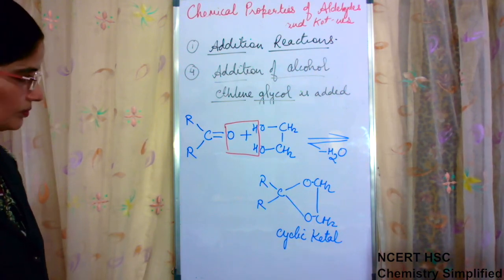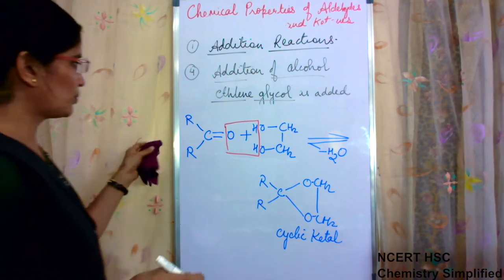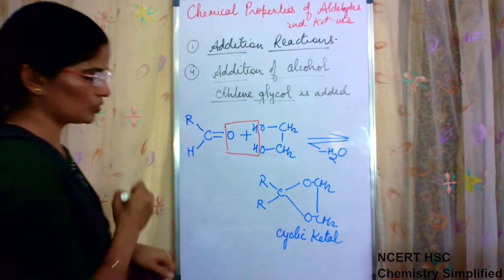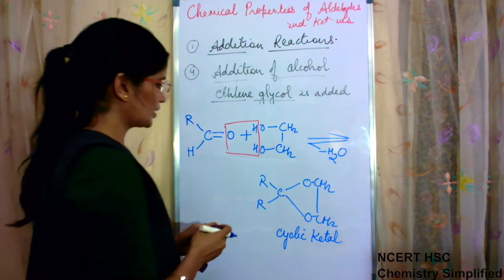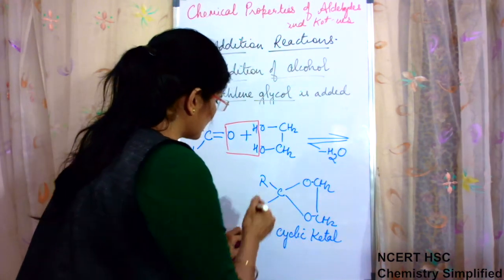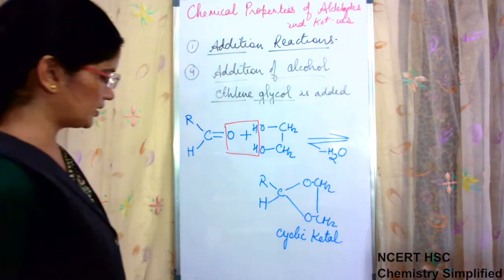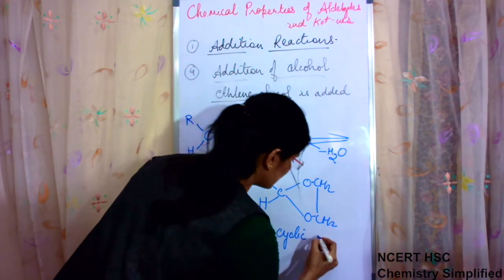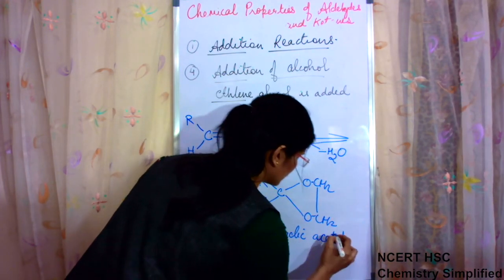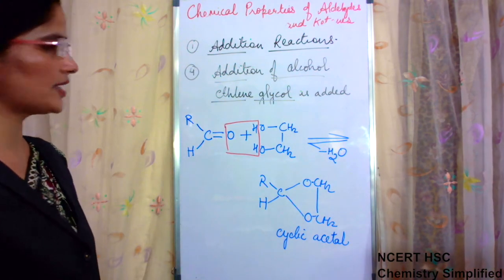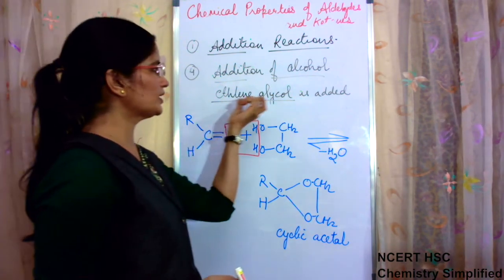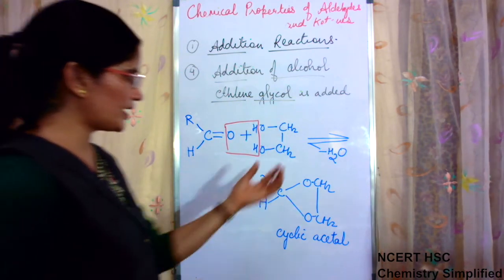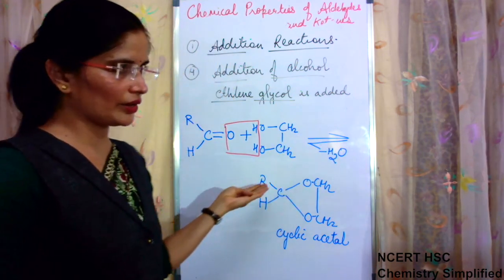In the same reaction, suppose I write H here, so it is now an aldehyde. Nothing is going to change, the reaction will be as it is, only we will have H in the product with carbon, and now the name will be cyclic acetal. So cyclic acetals and ketals are formed when ethylene glycol reacts with aldehydes and ketones, and these reactions are reversible. We have every time made a reversible arrow.